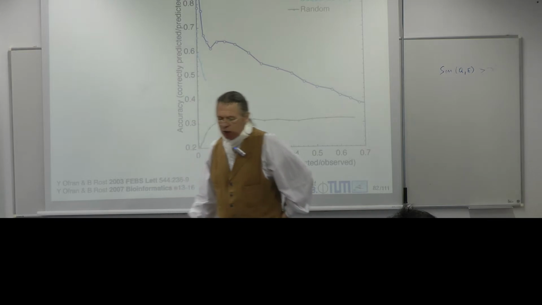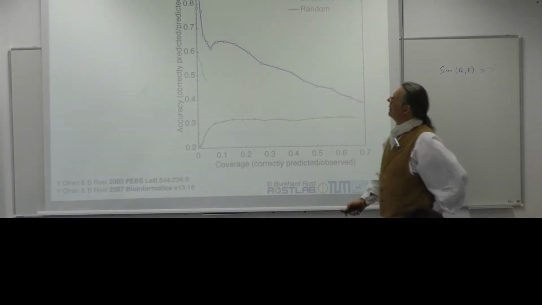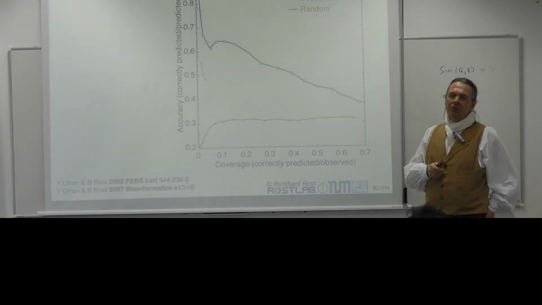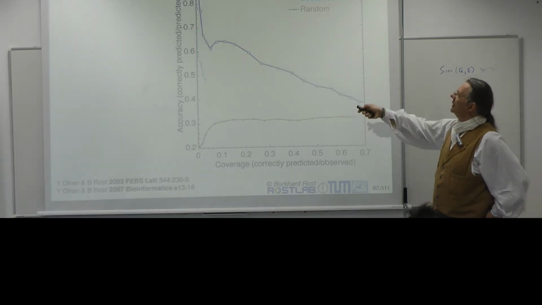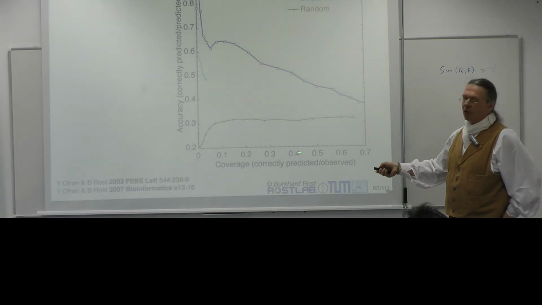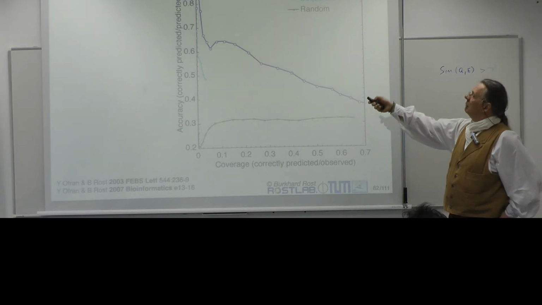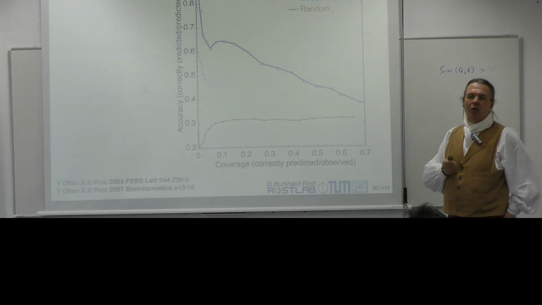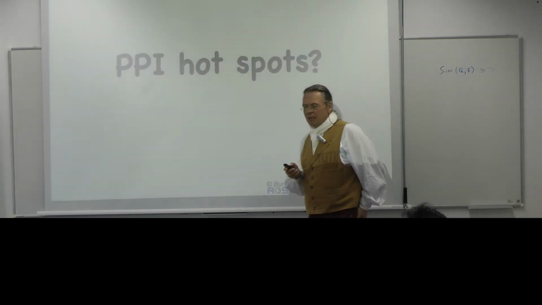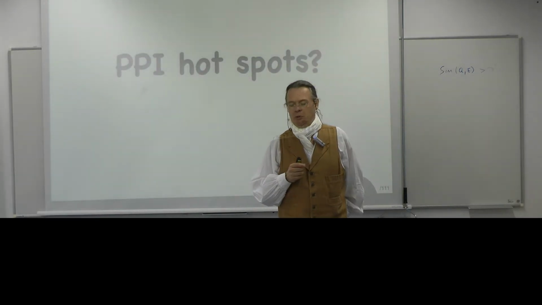So there is this issue that you may bring up. How come that there are some residues here for which you predict very well? Very few. So the recall is very low here. But the precision is almost 90%. How come? And ultimately that brings up this issue of hotspots.